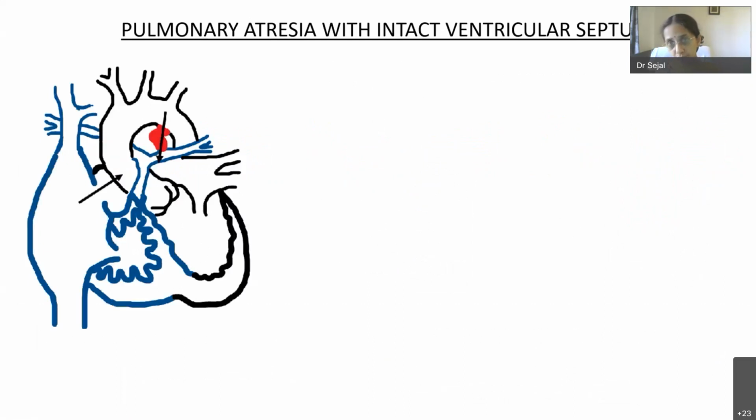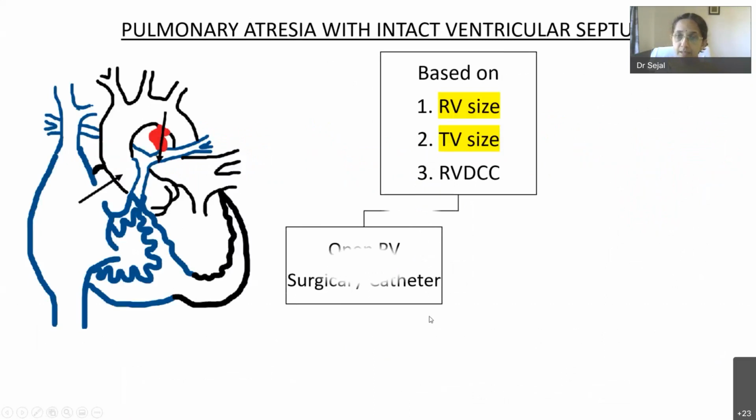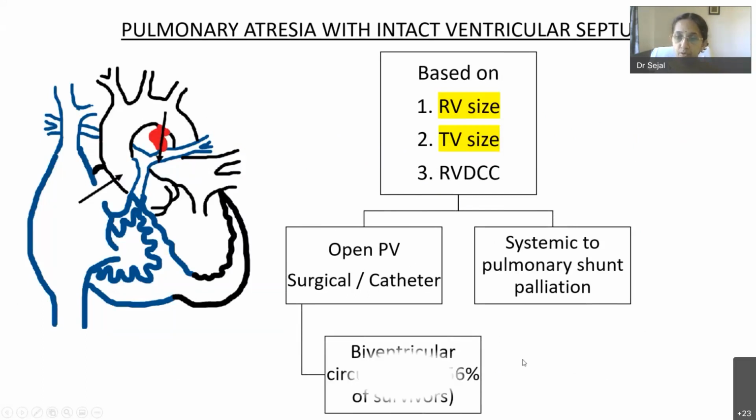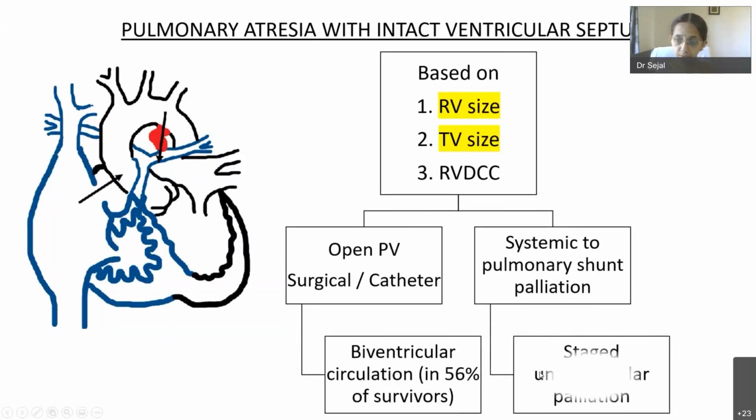If I have pulmonary atresia VSD, then the disease is predominantly distal to the pulmonary valve. So that's the basic difference. And here, if it's intact ventricular septum, I will also have to look into my RV size, tricuspid valve size, and my long-term future could be biventricular, univentricular, or a 1.5 pump repair.